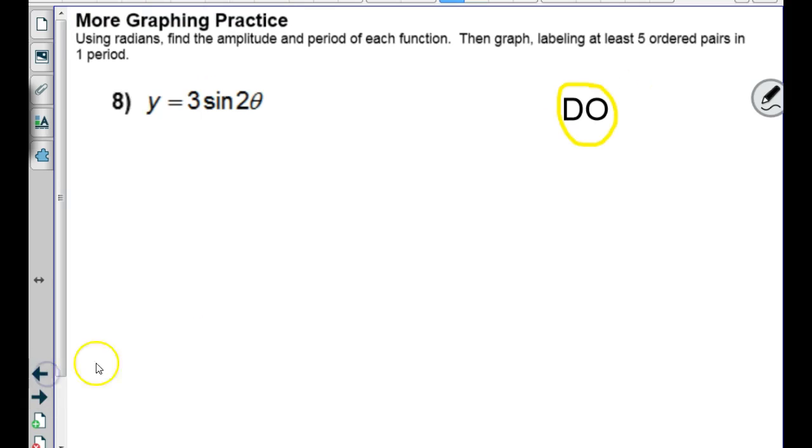All right, we have 2 more to do. How much time do we have? Is it like 12 after? So we got like 5 minutes? We're good. All right. What do we need to know about this one?